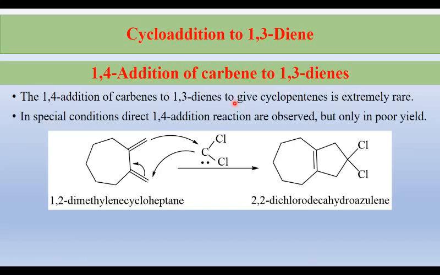Cycloaddition reactions to 1,3-diene. Here is a 1,4 addition of carbene to 1,3-diene. Here it's the 1,3-diene. The 1,4 addition of carbene to 1,3-diene gives cyclopentenes. It is an extremely rare reaction, and in some special conditions direct 1,4 addition reactions are observed, but they give very poor yield.